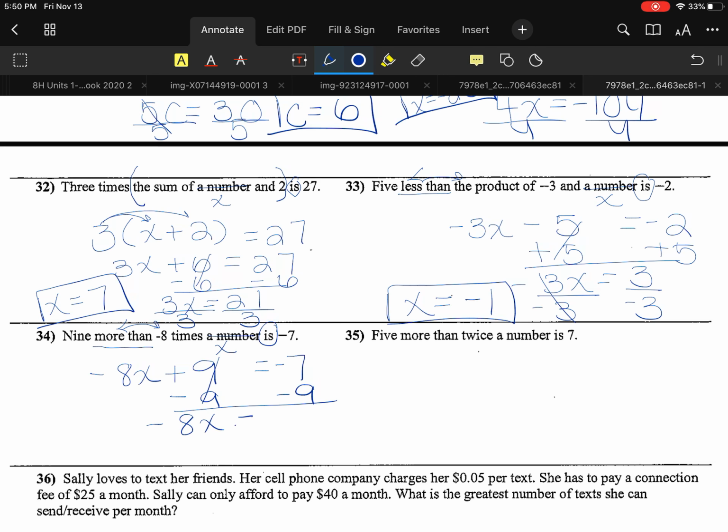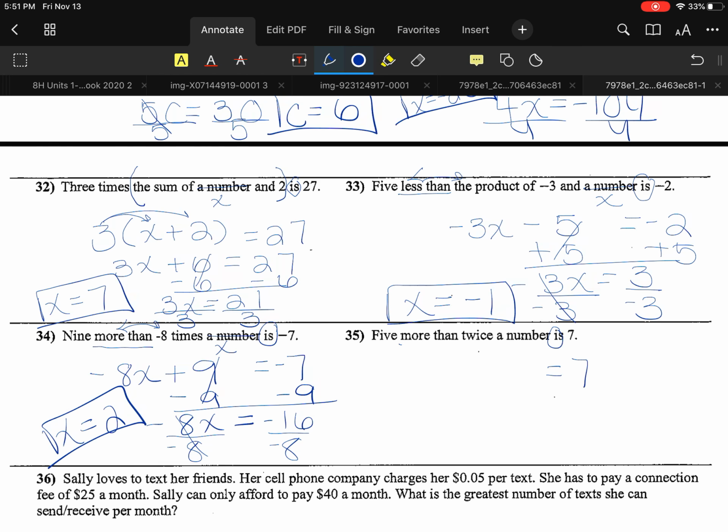Subtract 9 from both sides. Negative 8x equals negative 7 minus 9, negative 16. I then divide both sides by negative 8. X equals 2. And you guys could bet that that's totally going to be a Google question.